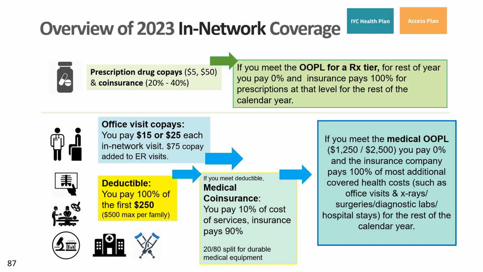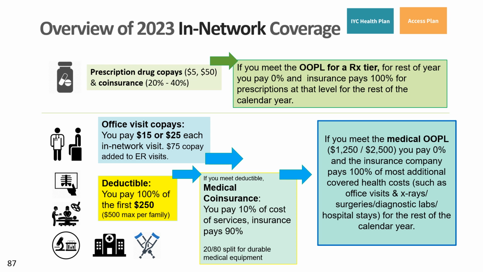Here's an overview of the in-network coverage offered through the health plan and the access plan designs. Your prescription costs will have a copay associated with them, and you'll pay that every time you fill your prescription at the pharmacy until potentially you've filled so many drugs in a tier that you meet the out-of-pocket limit for the rest of the year.